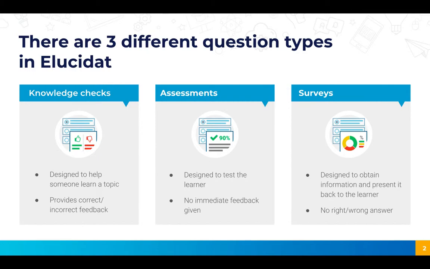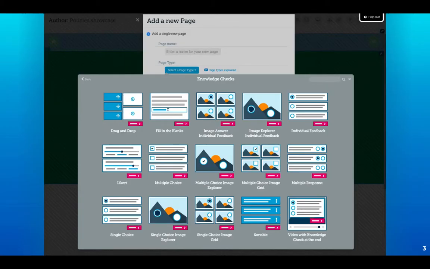So we're going to touch on assessments and surveys in later videos, but for today we're going to look at knowledge checks and how you can add and set up those question types with their feedback boxes. So I'm going to jump into Elucidat now.